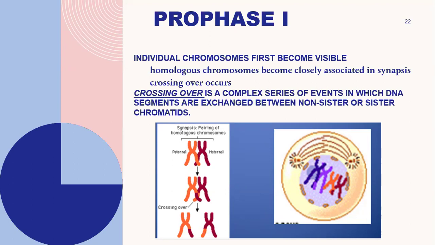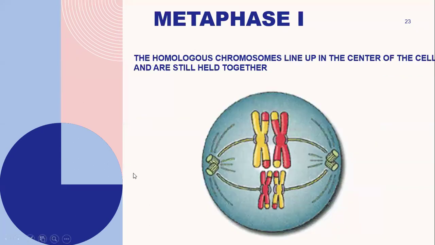So chromatids from 2 different chromosomes are being referred to as non-sister chromatids. Okay? So that is what is going to happen during crossing over, and something that makes prophase 1 unique, different from prophase of mitosis.